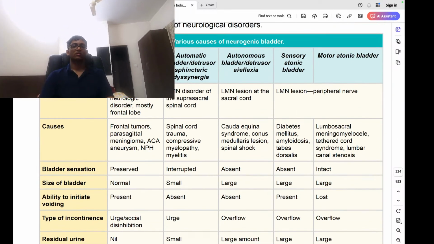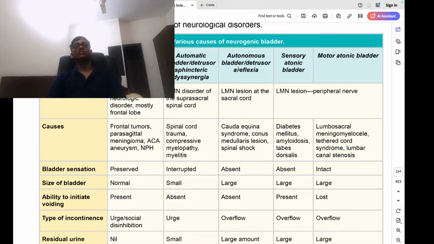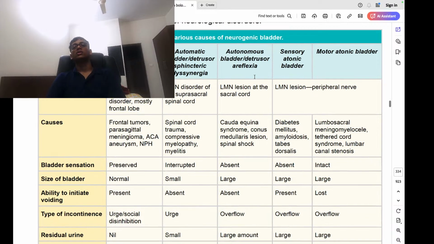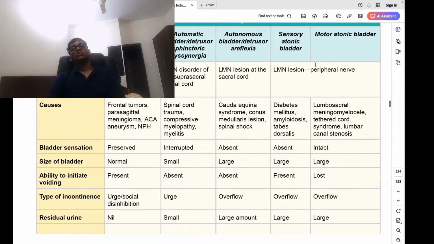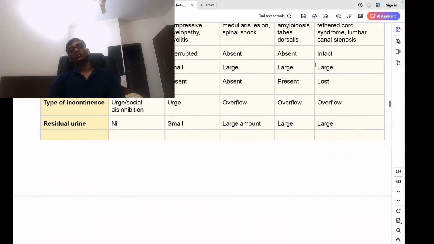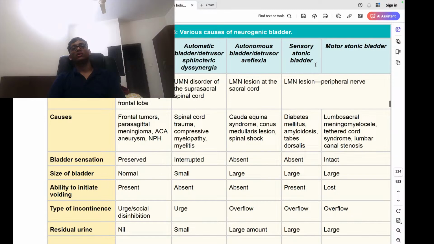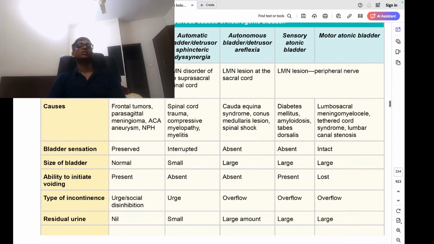So we have various causes of neurogenic bladder: uninhibited bladder or detrusor hyperreflexia, automatic bladder or detrusor sphincter dyssynergia, autonomous bladder or detrusor areflexia, sensory atonic bladder, and motor atonic bladder. So this table is not that important. They don't really ask that much, but you can learn it.